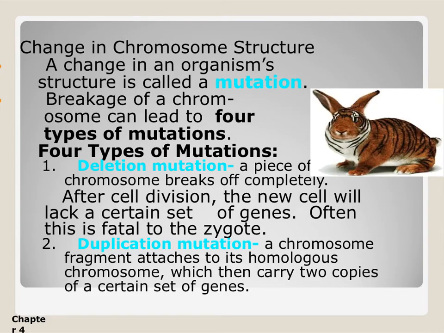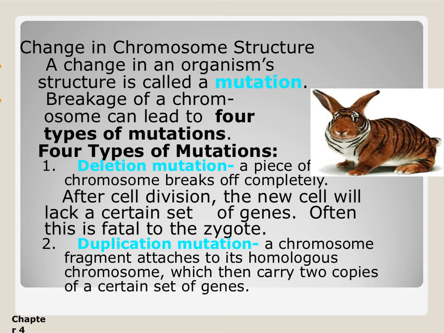Other chromosomal mutations. Again, it's very similar to gene mutations. Genes are pieces of chromosomes. A mutation is a change in the organism's structure, specifically of DNA. Sometimes chromosomes can break off and cause different mutations. So first off, a deletion mutation. You would break off a piece of a chromosome. So if you lose a whole leg of a chromosome, that would be a deletion mutation.